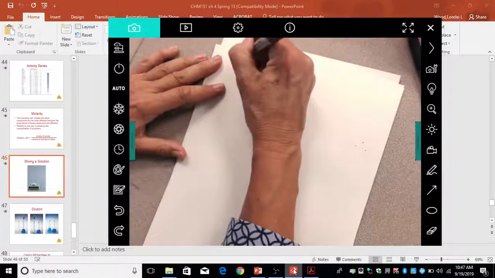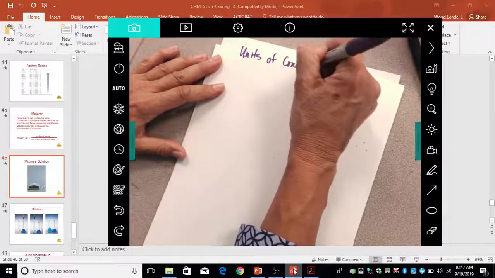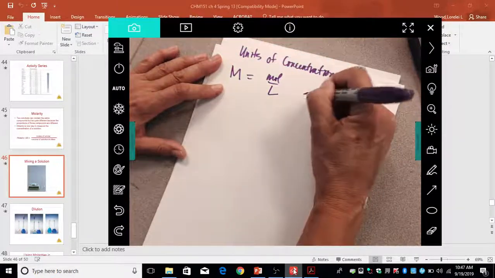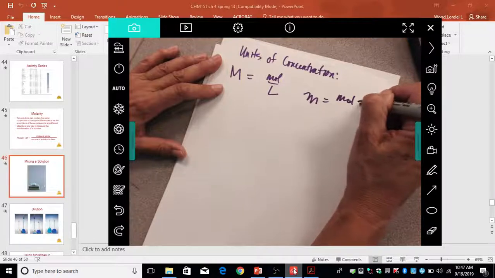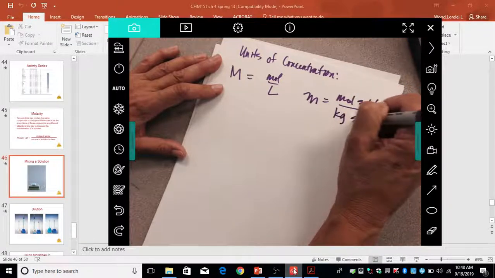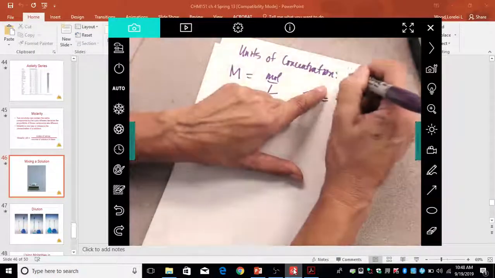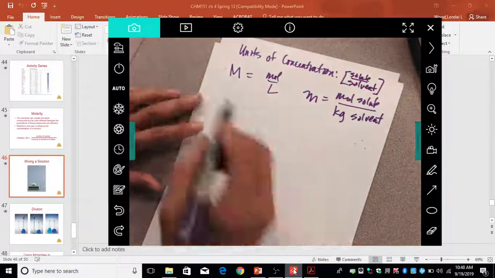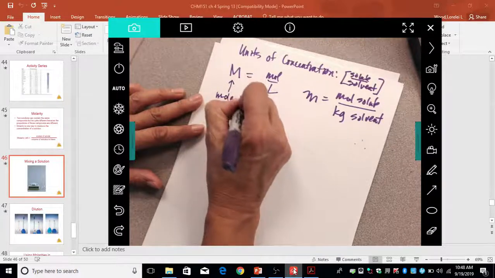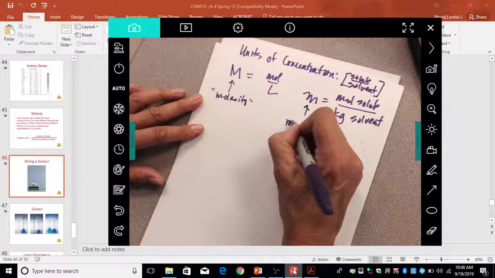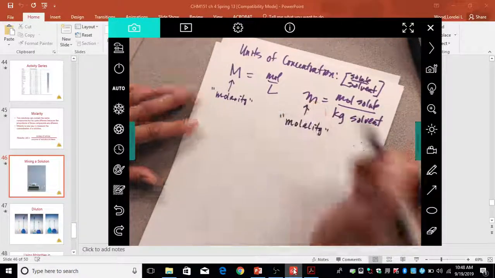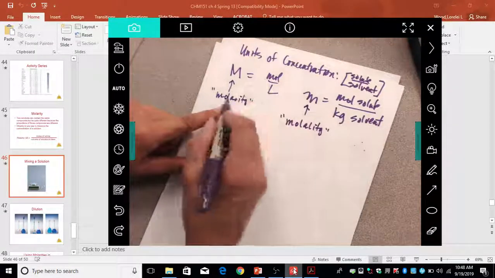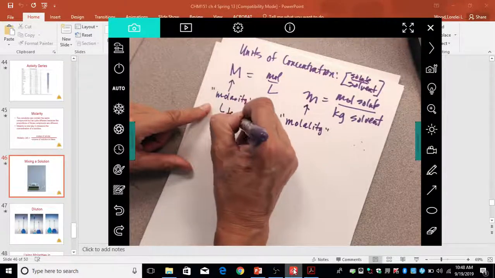So, units of concentration. There's molarity, which is moles per liter. There's molality, which is moles of solute divided by kilograms of solvent. Remember, concentration is always a ratio of solute to solvent. So big M is molarity. That's the one we use most often. Little m is molality, and this is used when temperature could influence the concentration of a solution. Molarity is temperature dependent.